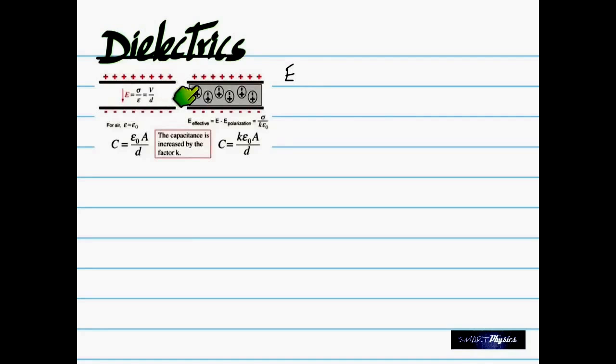This in effect reduces the electric field between the plates, because the electric field set up by the dielectric is opposite to the applied electric field. So the effective electric field is the difference between them, and that happens to be sigma by K epsilon naught.